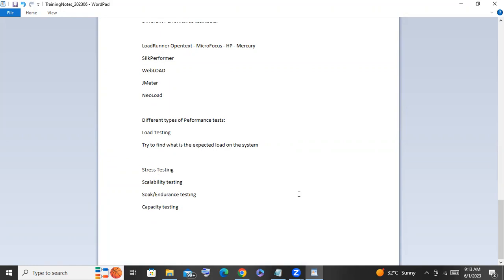Now we'll talk about scalability testing. What is scalability testing? And for how much time would we do load testing, guys? One to two hours, right? So with the expected user load or the expected transactions load, we would test the application for one or two hours. That is known as load testing.